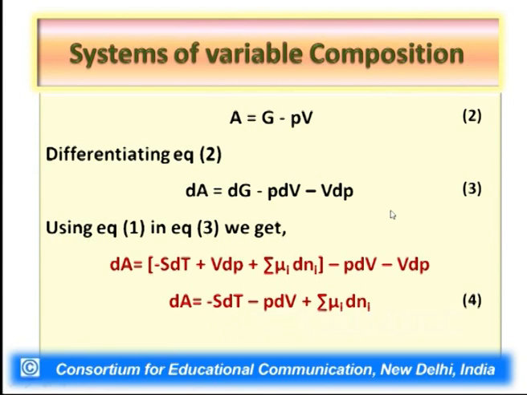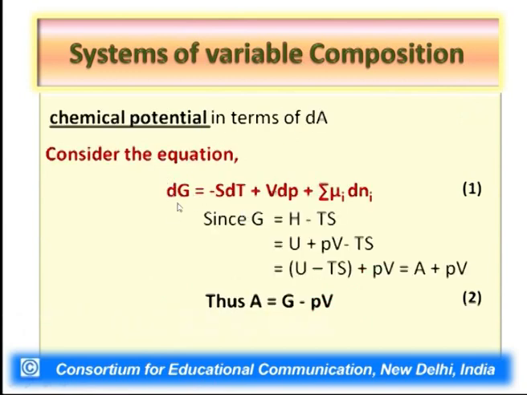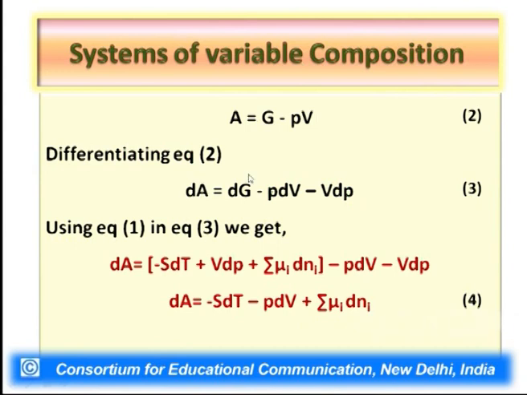Right. Having said this, now we make use of equation 1 in equation 3. Why are we saying this? Because equation 1 represents the expression for change in Gibbs free energy, dG equal to minus SdT plus VdP plus summation mu i dNi. So we put the right hand side of equation 1 for the dG value in equation 3. In place of dG, we substitute minus SdT plus VdP plus summation mu i dNi, and the minus PdV and minus VdP terms we just carry as the other terms.